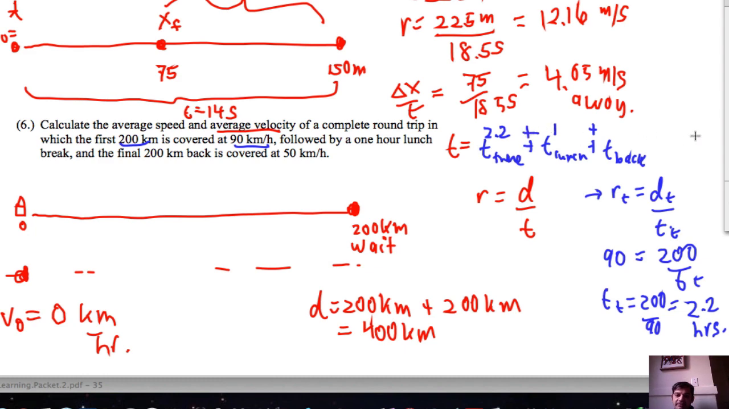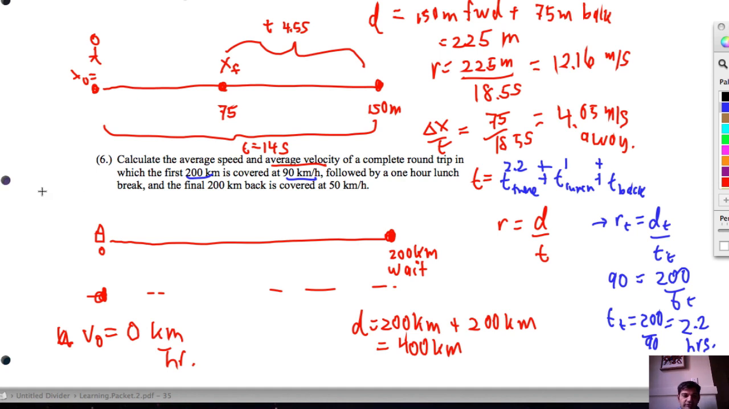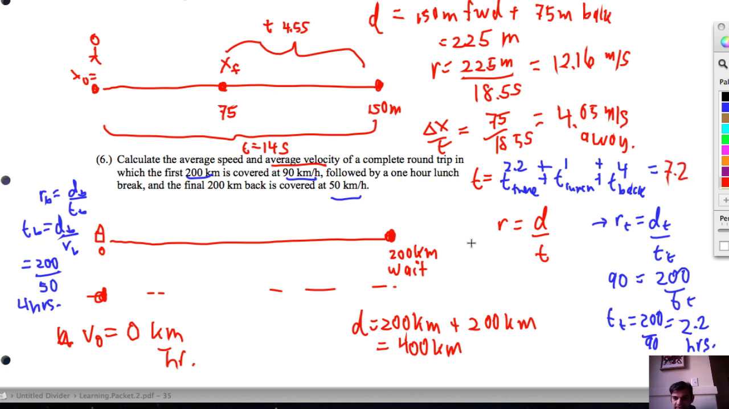So now we need to get the time back. We'll do that calculation over here. Rate back equals distance back over time back. Sorry, there's another way to arrange that formula: the time back is distance back over rate back. That's going to be 200 divided by 50 for the rate back, which gives us 4 hours. So I'm going to put 4 right there. This means my total time ends up being 5 plus 2.2, which is 7.2.